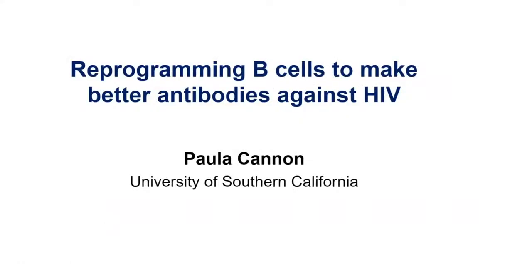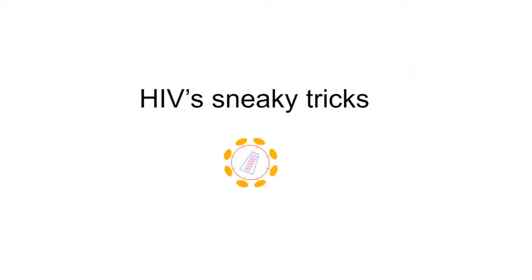So today I'm going to be talking about one of the projects I'm doing for RID-HIV. Here's my title, Reprogramming B cells to make better antibodies against HIV. We'll go over what antibodies do and why we might need better antibodies, and one of the ways we think we might be able to do it. Okay, so let's just start off with a recap.